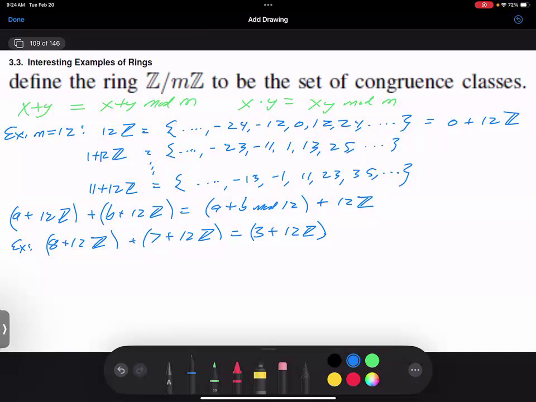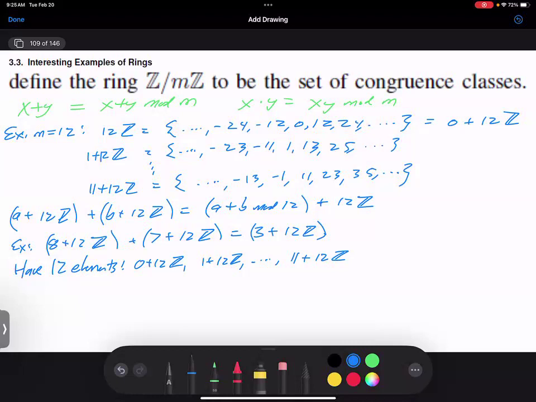So how many elements do I have in Z mod 12Z? I have 12 elements. 0 plus 12Z, 1 plus 12Z, 11 plus 12Z. And so I can view each of these as an infinite set with elements that are all equivalent. Or I could just view it as I have these 12 objects and I'm using my clock arithmetic to add them.